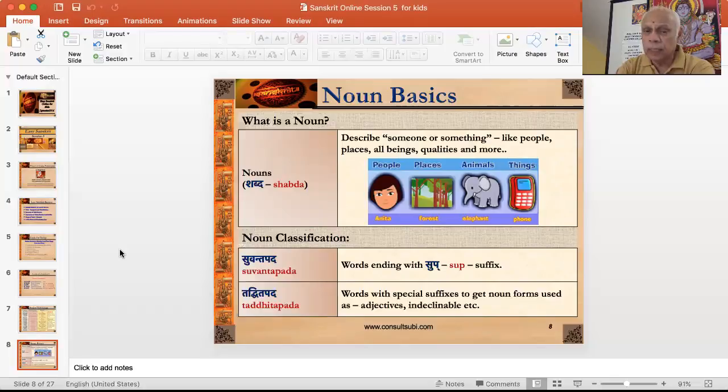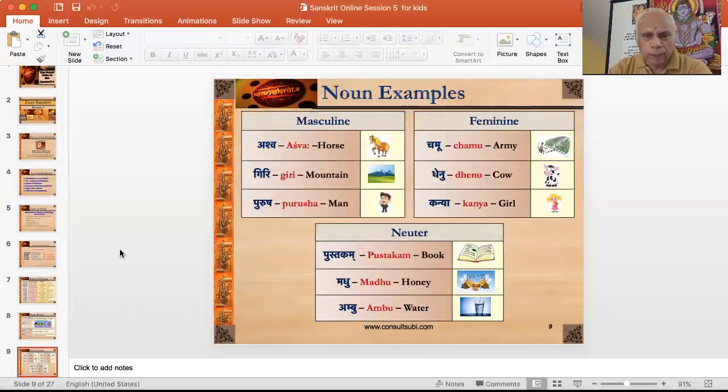So noun basically has two classifications in Sanskrit. One is called Subantapada, the words ending with sup, which is a suffix. Suffix means coming at the end. The other one is called Taddhitapada, words with special suffixes to get noun forms to be used as adjectives and others. Don't worry too much about the classification, because this is only a classification according to grammar. It is just to tell you that there are two different forms, Subantapada and Taddhitapada. You don't have to worry too much about it, because we are going to talk more about nouns. Let's see the next one. I'm going to give you some examples.